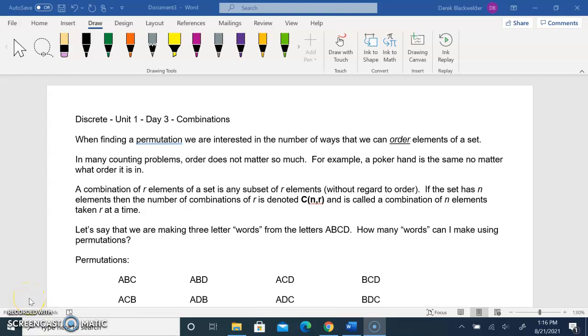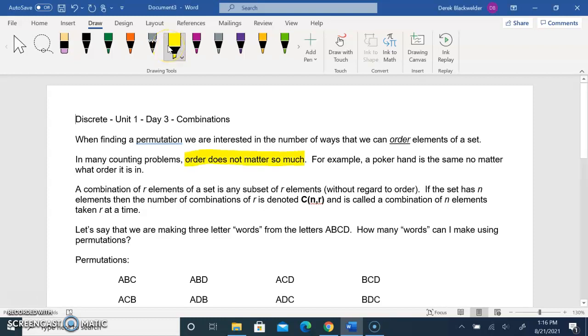All right, hello class. Today we're going to talk about combinations. They are very similar to permutations. Remember, permutations are when order matters. Combinations is whenever order doesn't matter. So the key thing to remember here is that order does not matter. For combinations, order does not matter.